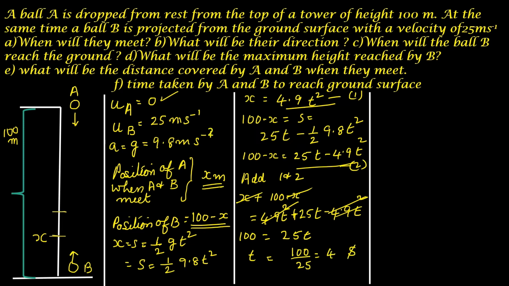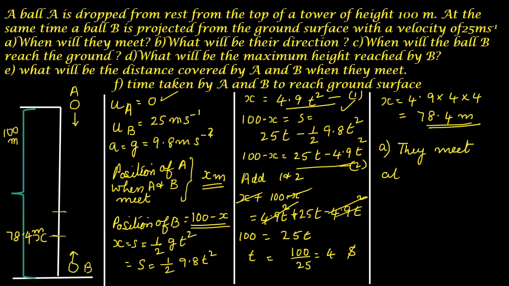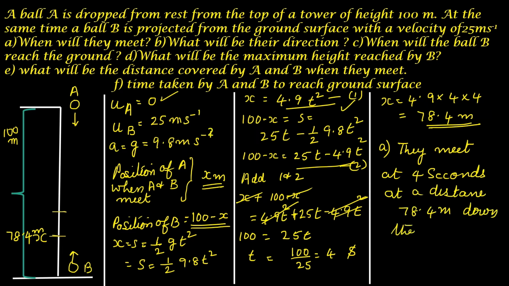So we may say they meet after 4 seconds, but we need the distance. For that, we substitute the time t in equation 1. That is, x is equal to 4.9 into t square. Now it becomes x is equal to 4.9 into 4 square, which is equal to 78.4 meter. So we will note it, x is equal to 78.4 meter. So the answer for the first question, marked A: they will meet at 4 seconds at 78.4 meter down the tower.